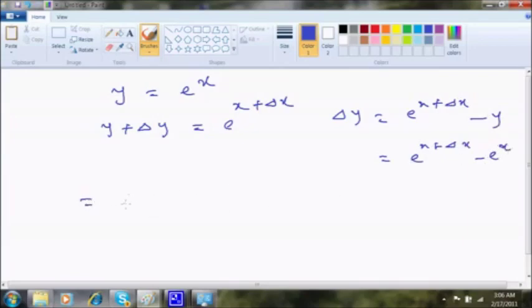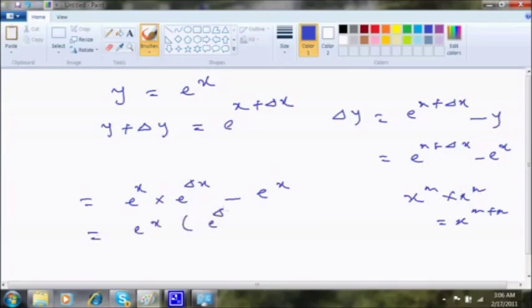Now e to the power x plus delta x is e to the power x into e to the power delta x, minus e to the power x. This is x to the power m into x to the power n is x to the power m plus n. The same formula I am using: x to the power m plus n is x to the power m into x to the power n. Over here I'll take e to the power x common, e to the power delta x minus 1. This is my delta y.